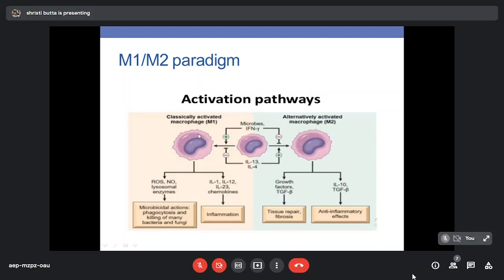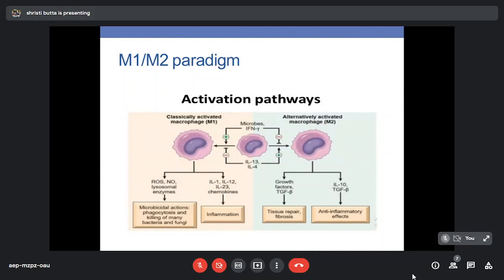So it is interferon gamma and the microbes which are responsible for the activation of the M1 phenotype of the macrophages. On the other hand, we have interleukin 13 and typically interleukin 4, which are responsible for the alternatively activated macrophages or the M2 phenotype, responsible for growth factor and TGF-beta production, which drive tissue repair and fibrogenesis. In addition, we have interleukin 10 and TGF-beta, which also exert some anti-inflammatory effects. Now, this is the standard thing that we knew of, right?